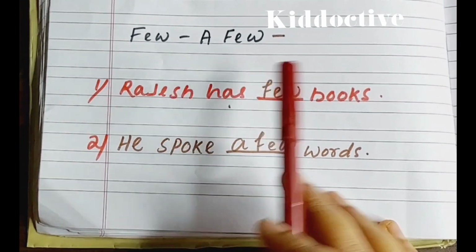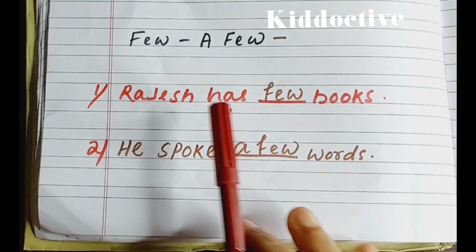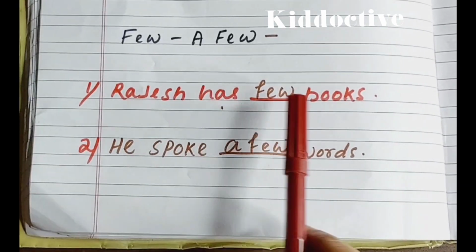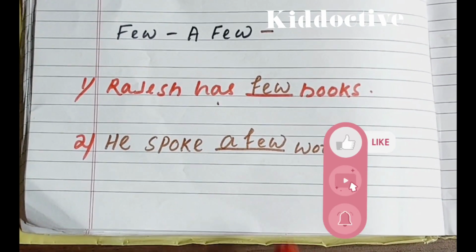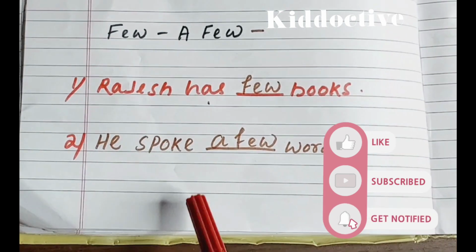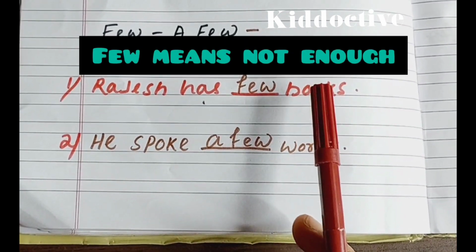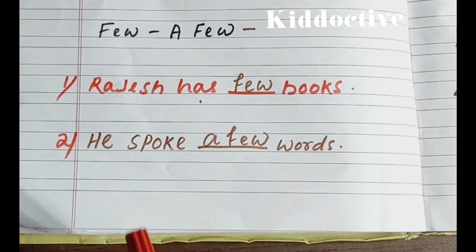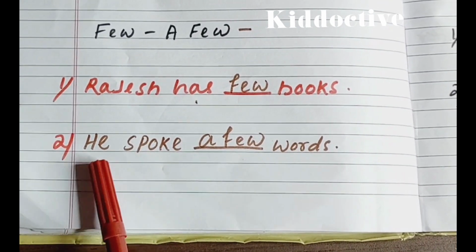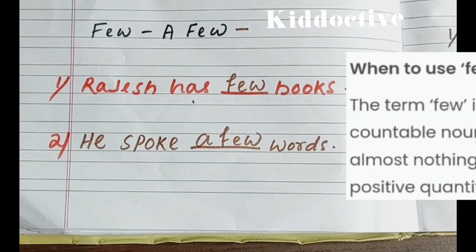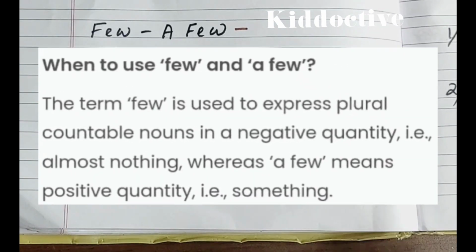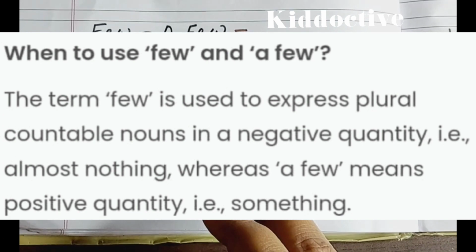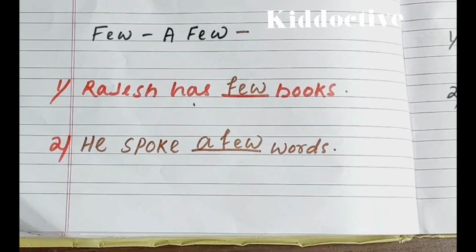So few or a few, where to use? Here in the sentence you can see, Rajesh has few books. So few means not enough. That's for negative use. Okay. Rajesh has few books. So coming to next. He spoke a few words. A few means some. Okay. So a few we are using for positive.